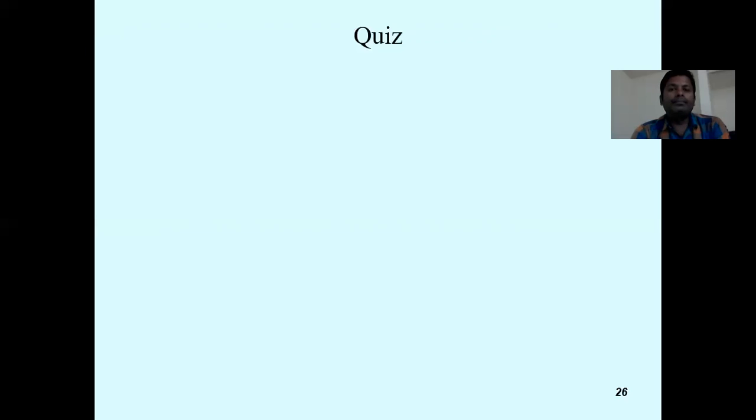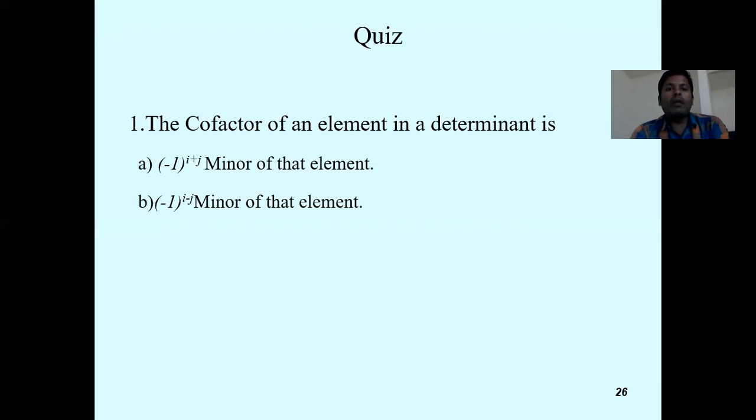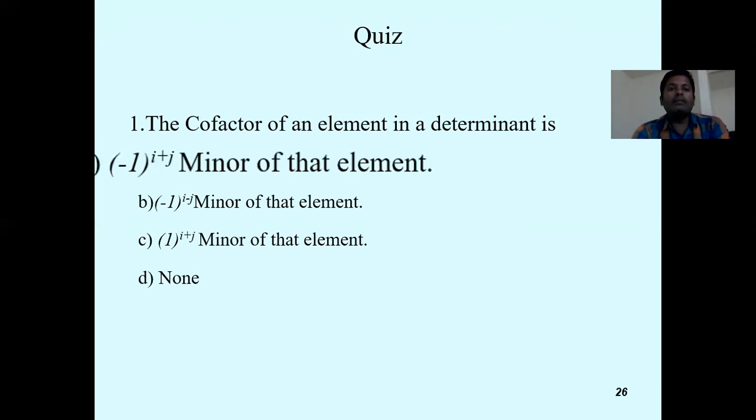Quiz. The cofactor of an element in a determinant is: the first option, minus 1 to the power of i plus j times the minor of the element; the second, minus 1 to the power of i minus j times the minor of the element; the third, 1 to the power of i plus j times the minor of the element; D is none. What is the answer here? Minus 1 to the power of i plus j into the minor of that element.